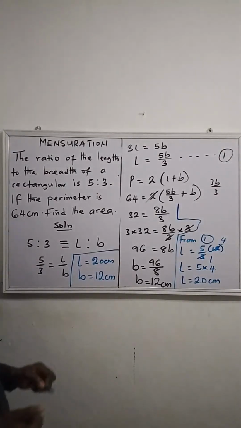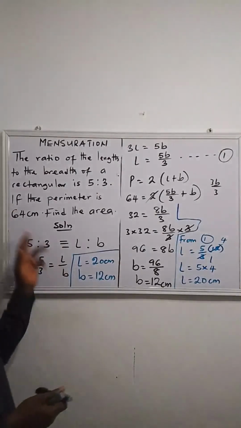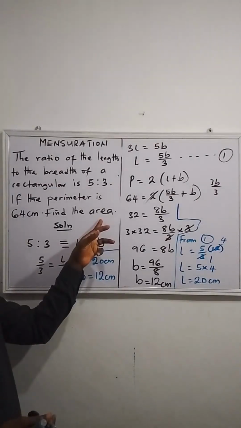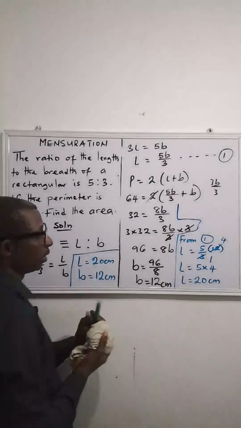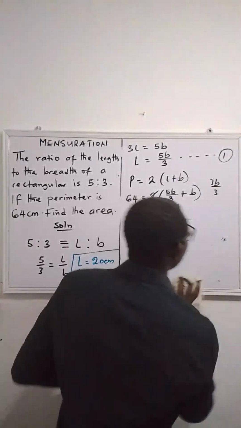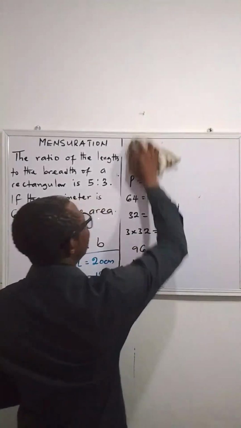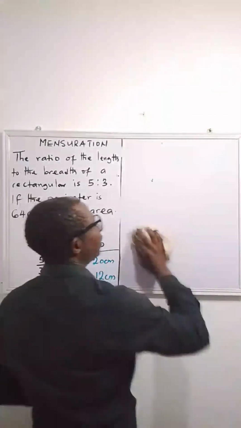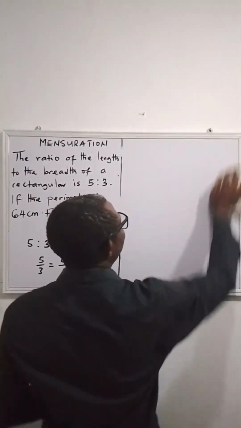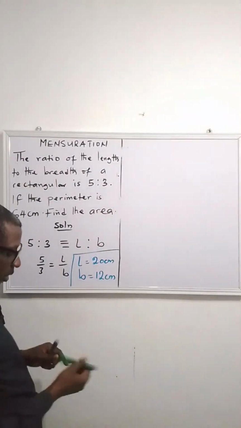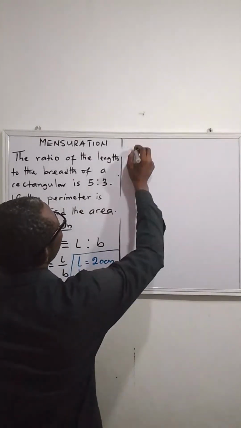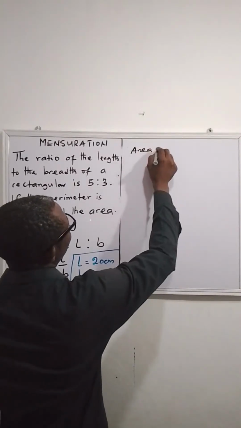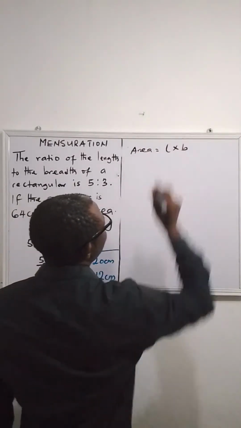Okay, so what's the next thing to do? You have to find the area of this rectangular shape. So let's look for the area. So what's the question we ask ourselves? What is the formula for finding the area of a rectangle? Area of a rectangle. So we have area equals length times breadth.